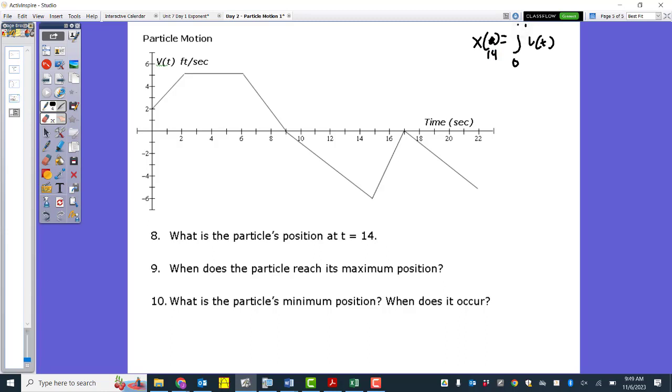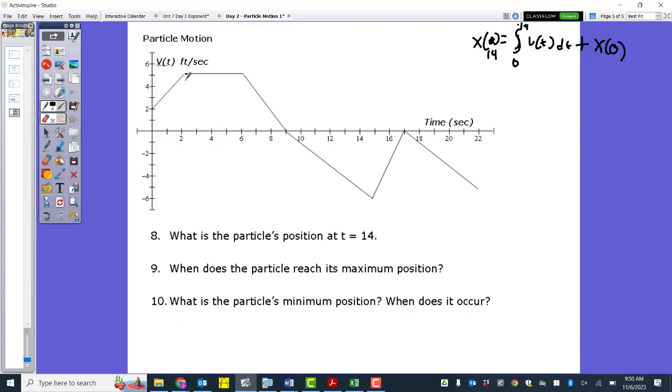I really need to write this better. Of the velocity. Now, there's another part that's not here. It's not just this. It's plus whatever the position was at 0. Now, in this problem, we're not given an initial position. It doesn't tell us where it was initially. So we're just going to do this area from 0 to 14. But in future problems, it'll give you an initial position. We saw one like this on the test. We didn't actually say it was particle motion because it wasn't really a particle moving, but we were given an initial value, and you had to add that to it.